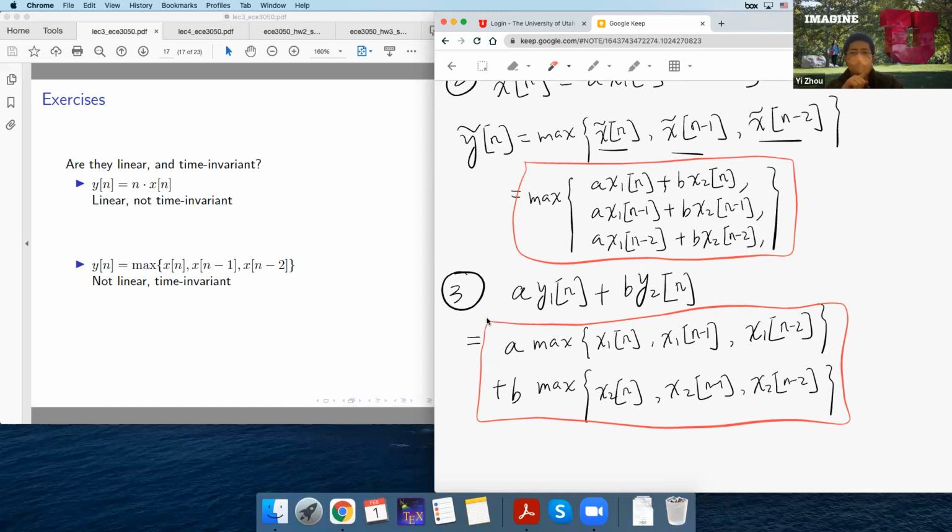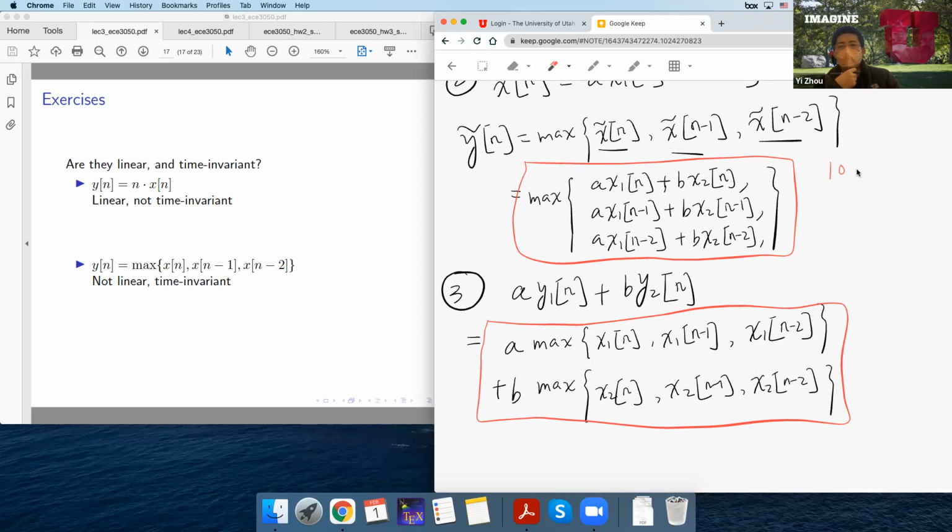The first one has a single maximum. So the linear combination is inside, and then we take the maximum of the three items. But for this one, we take the maximum of the corresponding three items first, and then take the linear combination. So the question is, are they equivalent? Not equivalent, right? Well, I guess you can give a counter example. Let's say a times x1 n is 10 and b times x2 n is negative 1. Let's say everything else in the sum for y was less than 9, then that will come out as the max. But in the following one, the negative 1 probably won't be there.